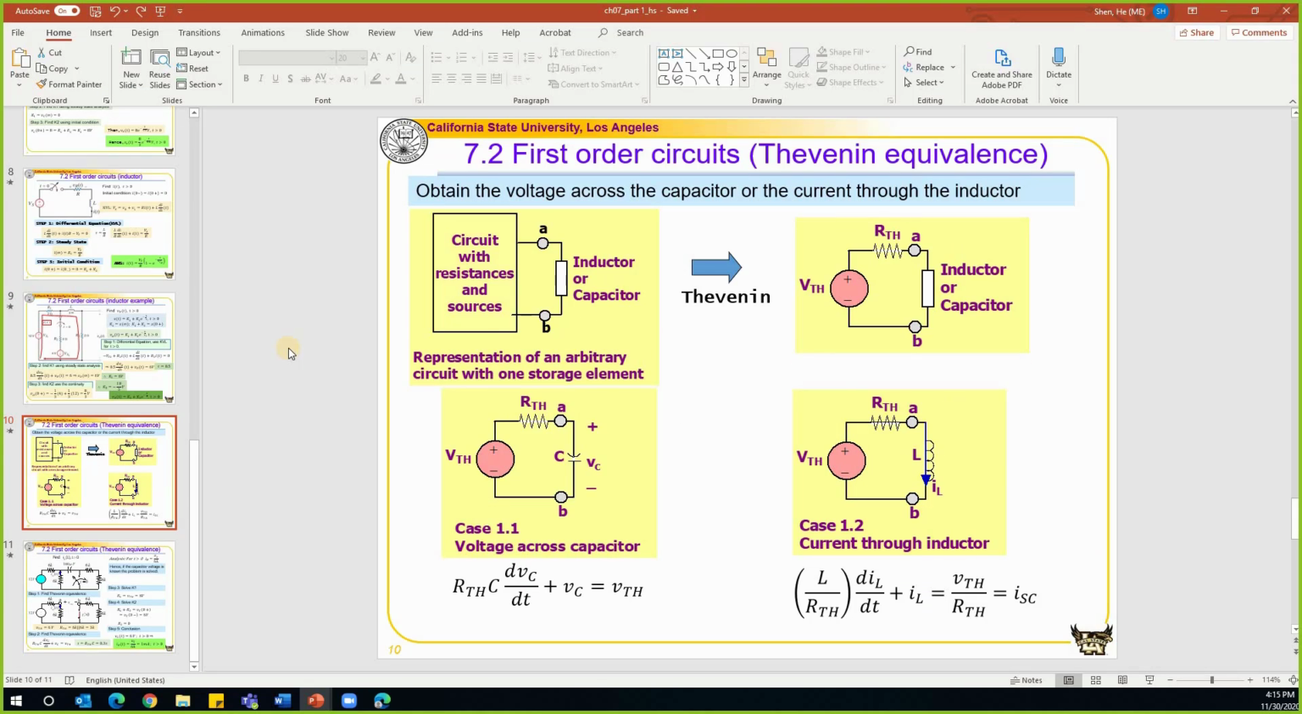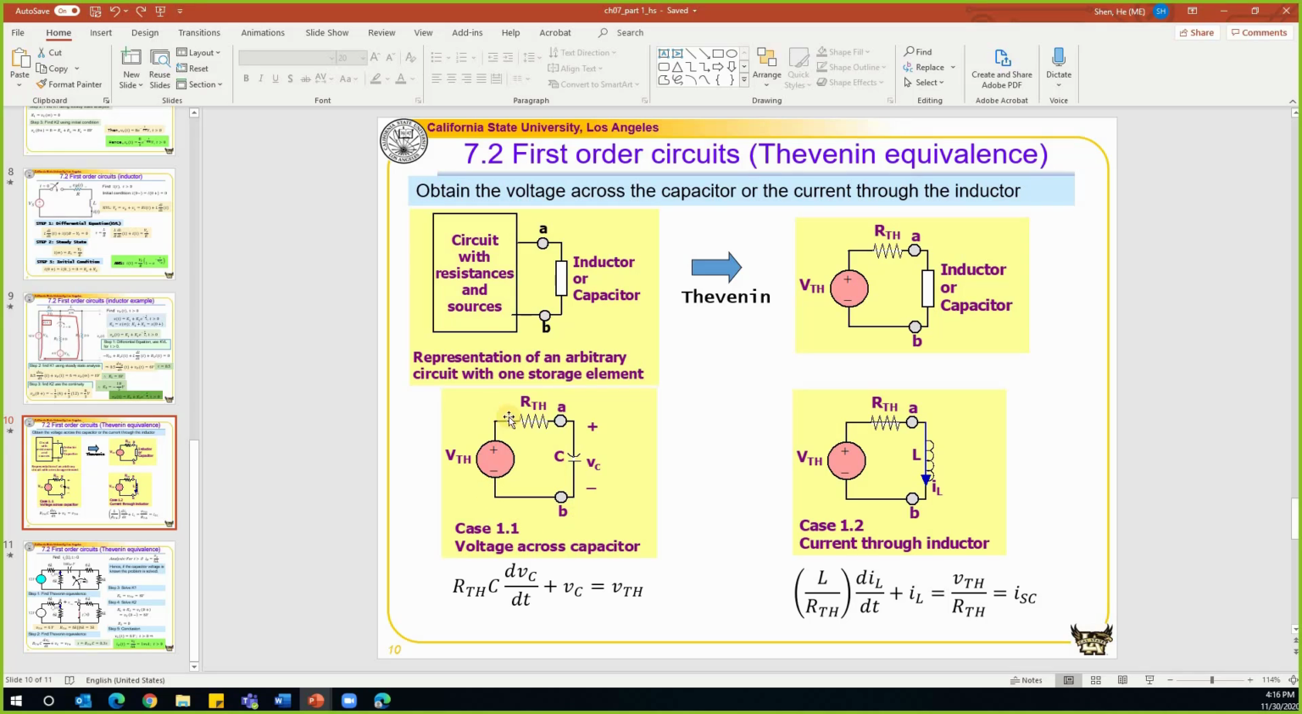From the examples, we know that for a circuit with one capacitor, the time constant is equal to C times R, and this R is a Thevenin equivalent resistance. And for a circuit with one inductor, the time constant is equal to L over R, and this R is also a Thevenin equivalent resistance, obtained by simplifying the rest of the circuit other than this inductor or capacitor. So we replace this whole part by its Thevenin equivalent circuit, which has a voltage source VTH and a resistor RTH. Then we put the inductor or capacitor back into the circuit for analysis.